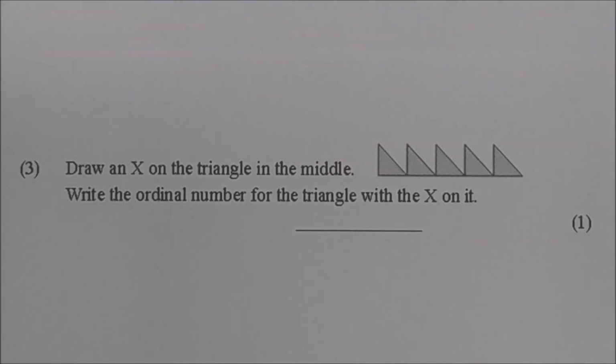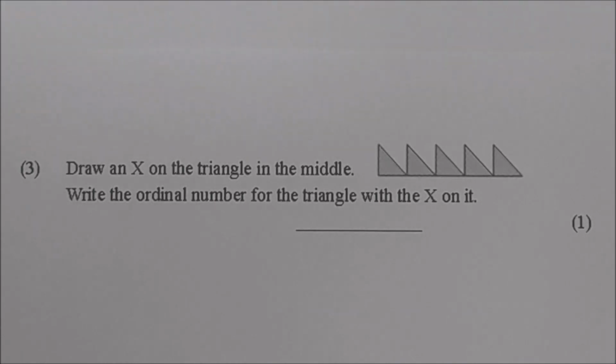Number 3, read it for us, Sky. Draw an X on the triangle in the middle. Write the ordinal number for the triangle with the X on it. Okay, let's stop and give those at home a chance to work it. There are 1, 2, 3, 4, 5 triangles. This is a usual GLAT grade 3 question that students tend to get wrong, and it's fairly simple. So those of you at home, put an X on it, and then quickly write the ordinal number for the triangle with the X on it.